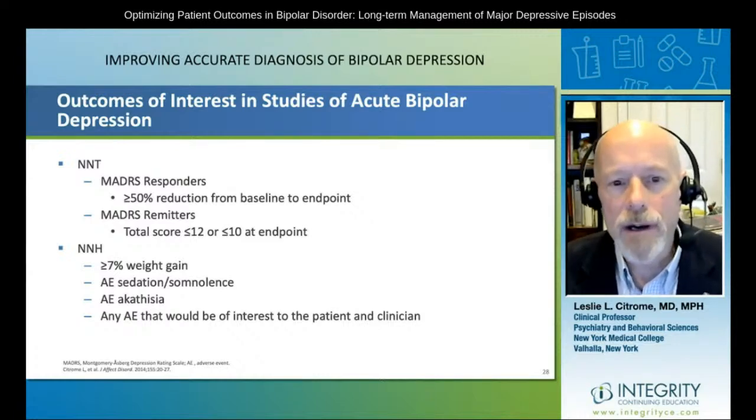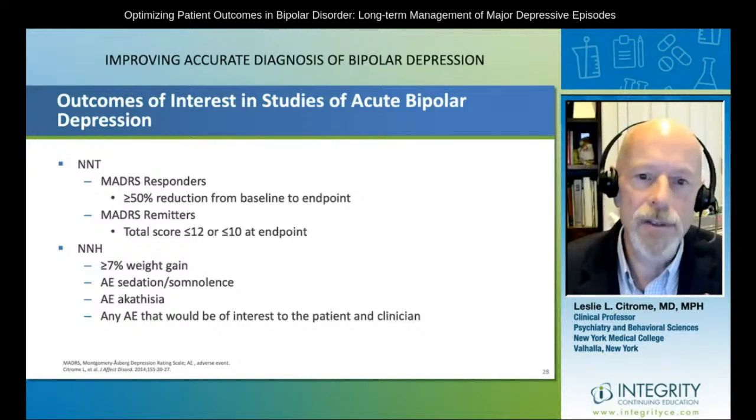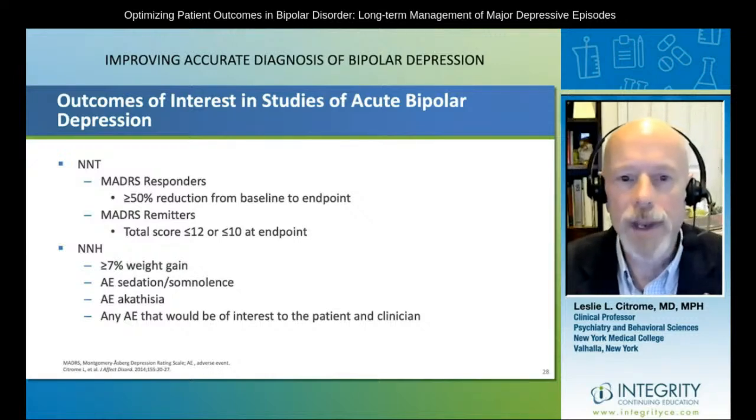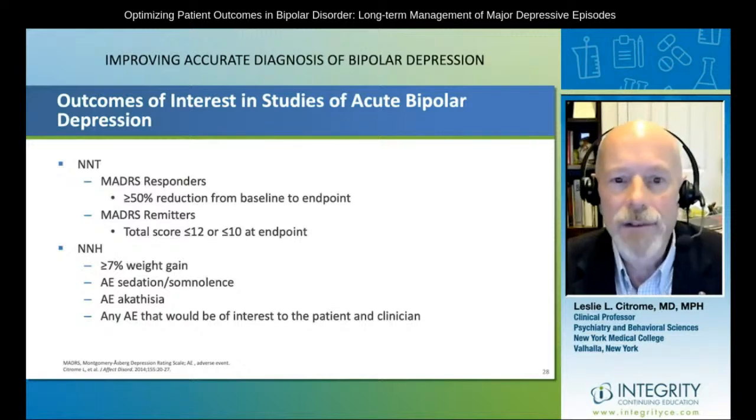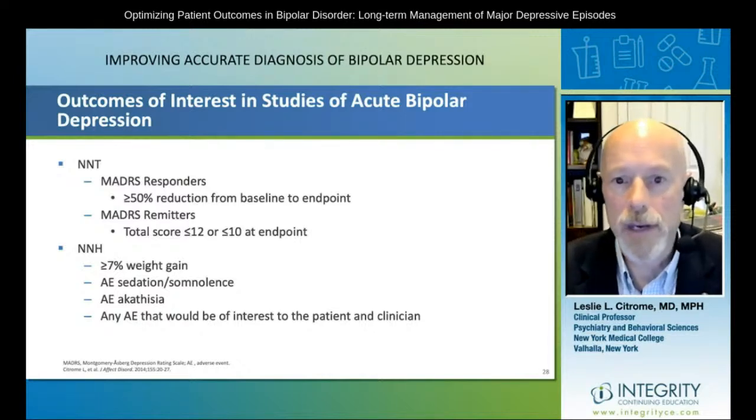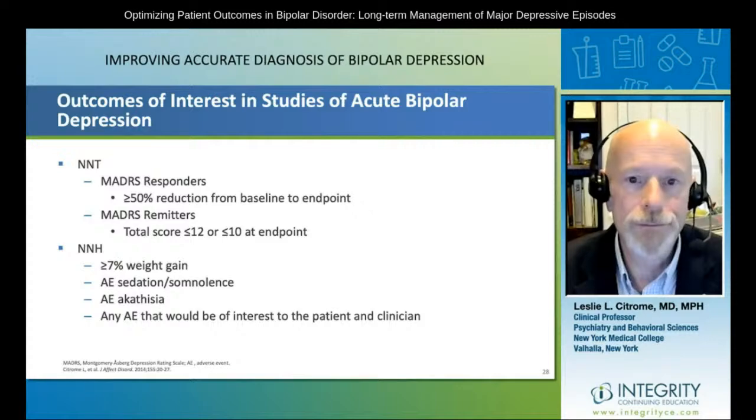The number needed to harm can be calculated for adverse events, such as an increase in weight of at least 7% in the short term, an adverse event rate for sedation or somnolence or akathisia, or basically any adverse event that would be of interest to the patient or the clinician, or both.